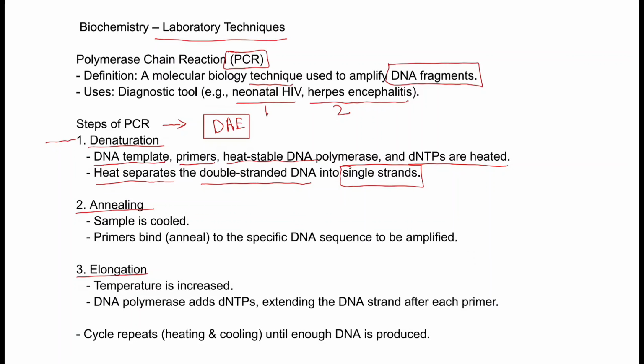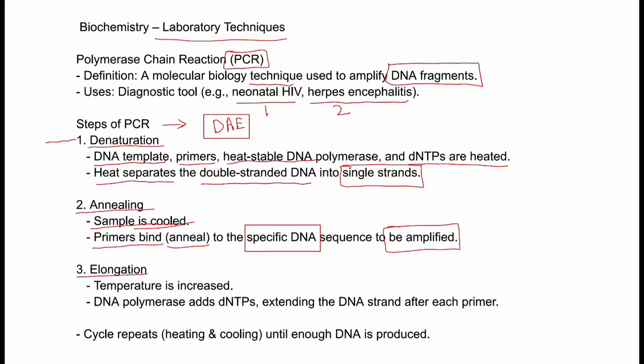So, the first step, the denaturation process, is done, and we have got single strands at a very high temperature because of heat. Then the second step of PCR takes place, that is annealing. Annealing is basically binding. The sample is cooled after denaturation. Primers bind or anneal to the specific DNA sequence to be amplified.